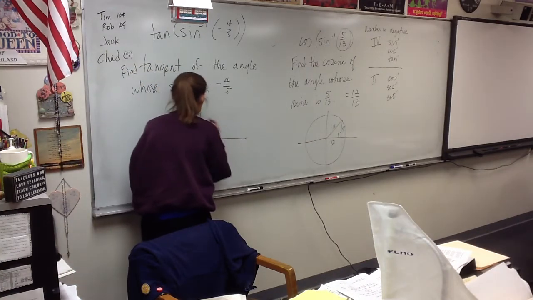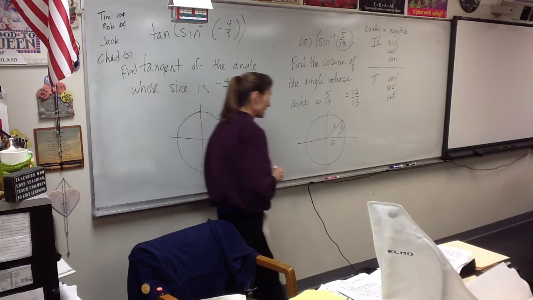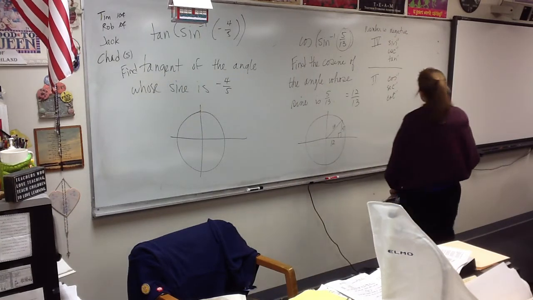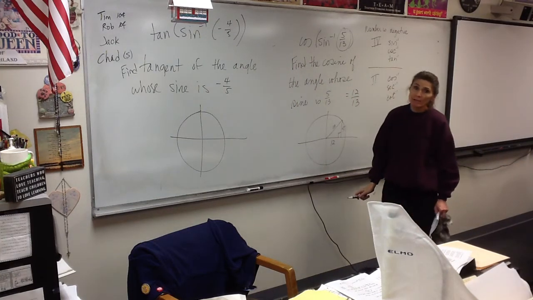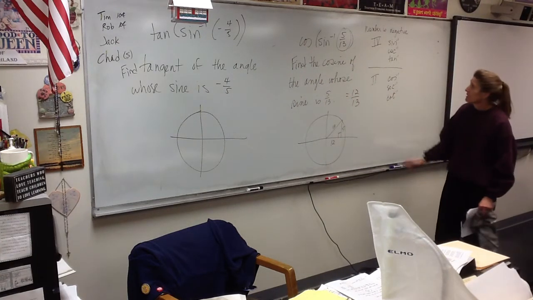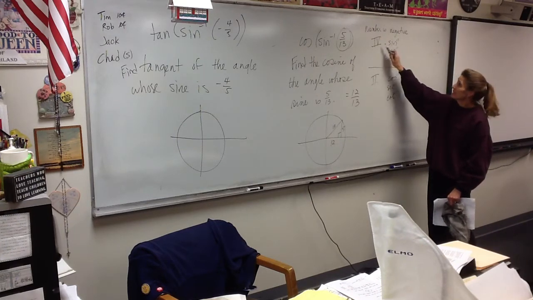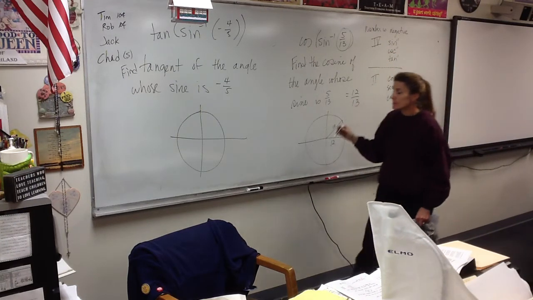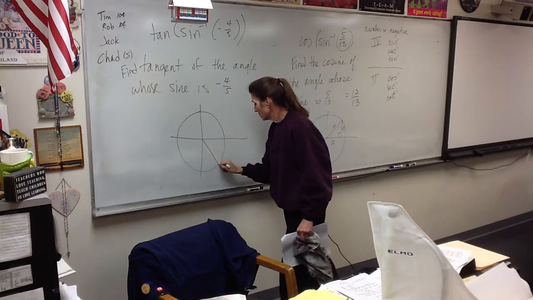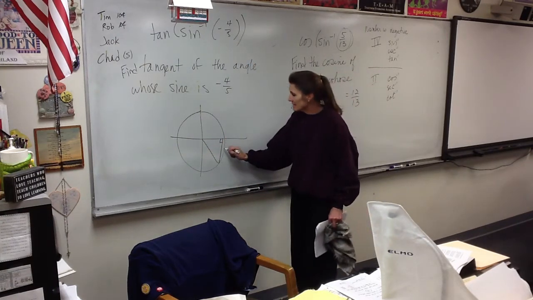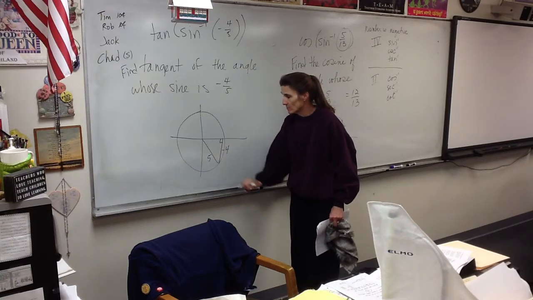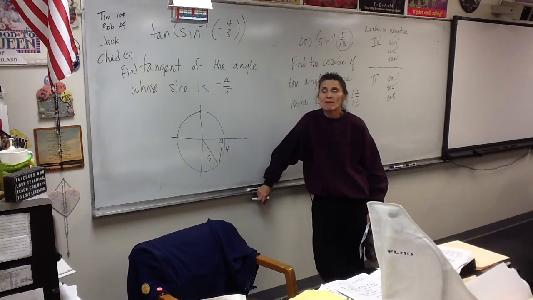All right, so the first thing I'm going to do is draw a picture of that angle. It's a -4/5, so I am not going to draw it in quadrant 1. It's an inverse sine negative, so it's going to be drawn in quadrant 4. The sine is -4/5. Do not be confused by that.